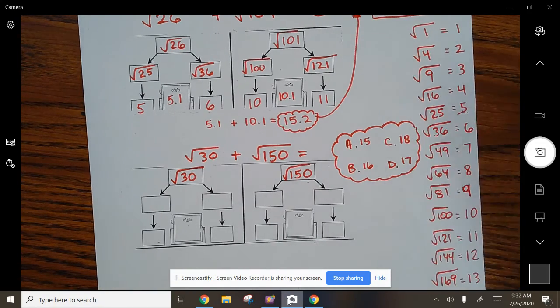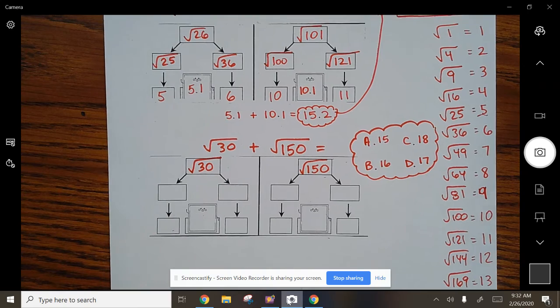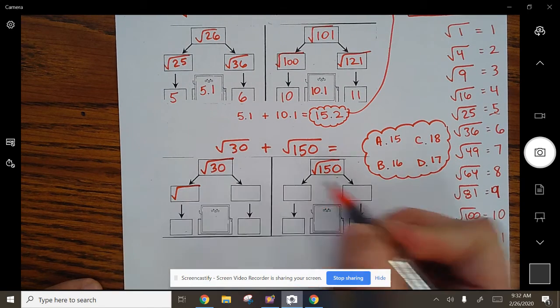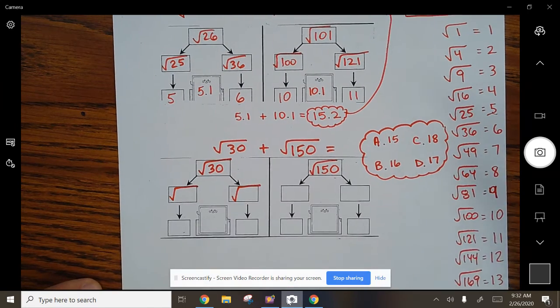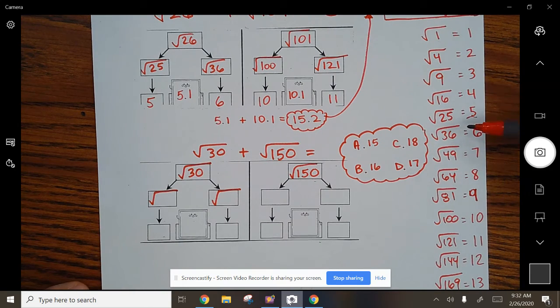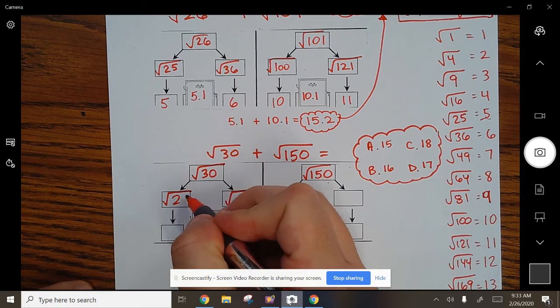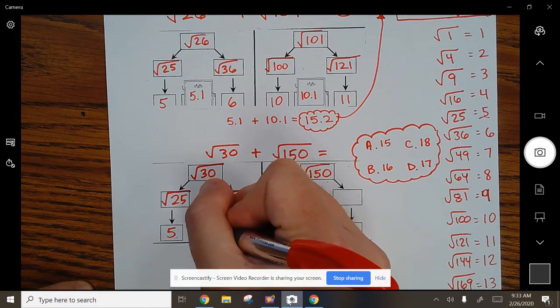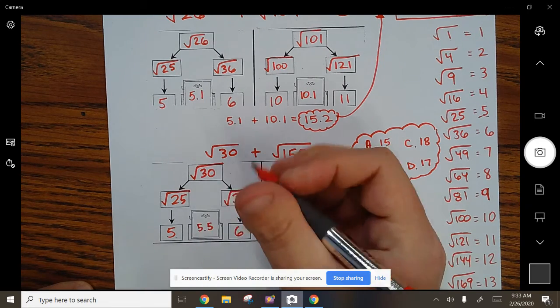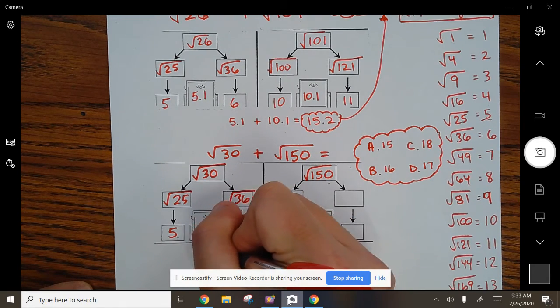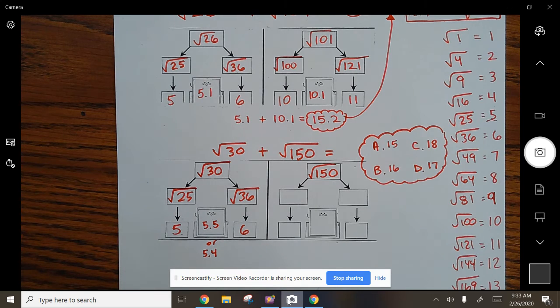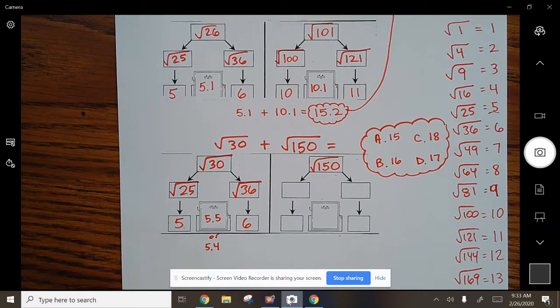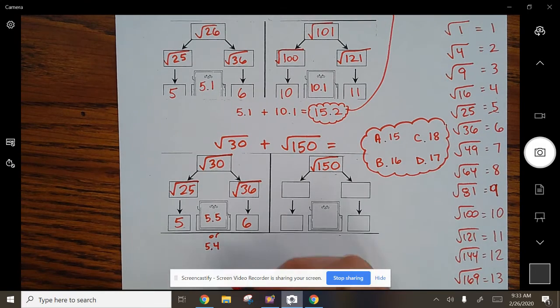Okay, here are my answer choices, and let's take a look at what we're going to do. So square root of 30 is going to go probably smack in the middle of 5 and 6. What would be in the middle of 25 and 36, of 5 and 6? What number is close to the middle? 5.5 or even 5.4, right? Either way.